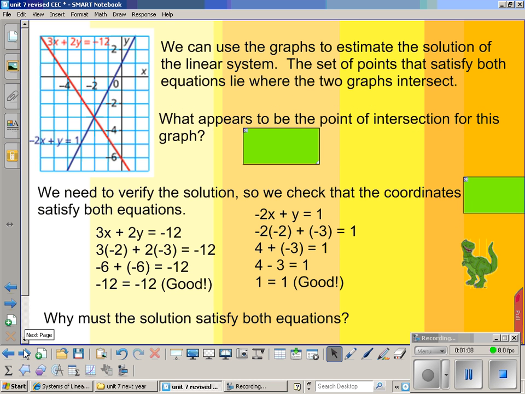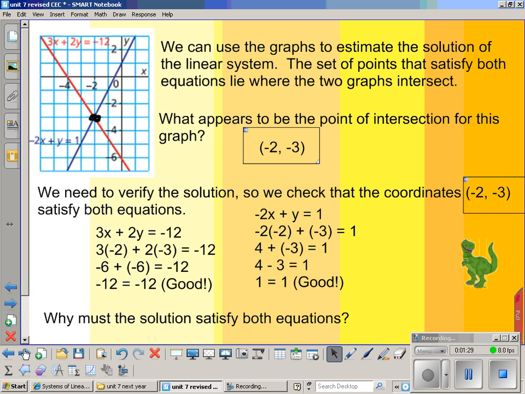So we actually just looked at that. The point of intersection is at (-2, -3), and that is called the solution of this system. We can verify the solution. What we do is check that the coordinates (-2, -3) satisfy both equations.